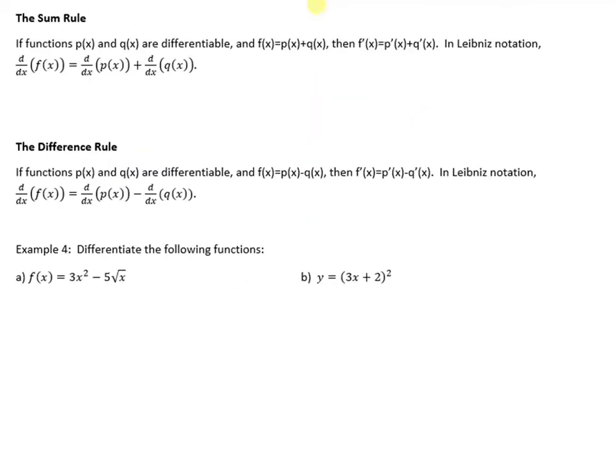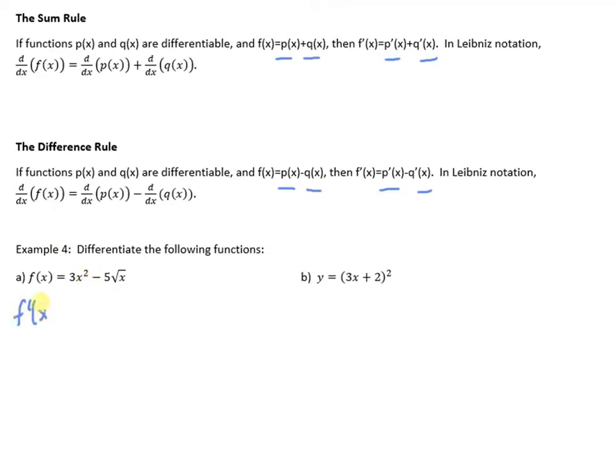The sum rule and the difference rule are very similar. Sum rule is if we have two equations that are added, we just add the derivatives of both equations. That's it. Difference rule, if we have two equations that are subtracted, we just subtract in order the derivatives of each equation. So let's try A.